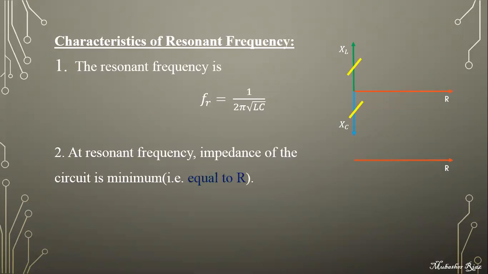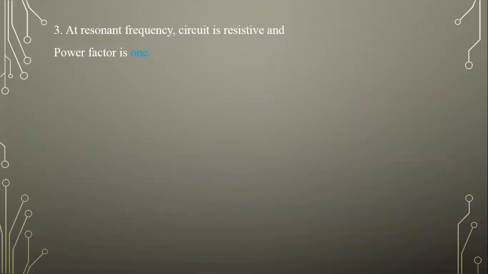And mathematically, with the help of this equation, we can prove this. If XL and XC cancel out each other, then Z, which is the impedance, becomes equal to R, which is the resistance of the circuit. So at this particular frequency, which is called the resonant frequency, the circuit is resistive.